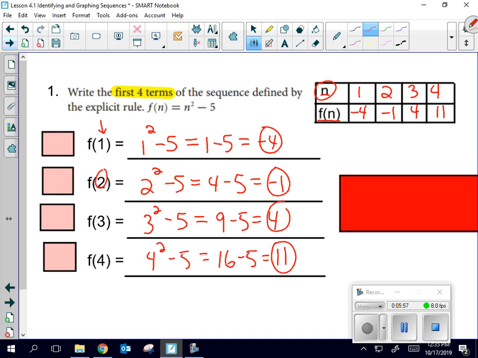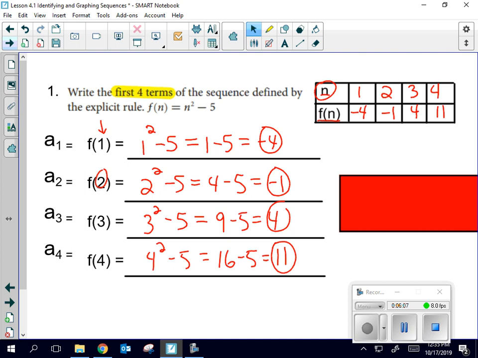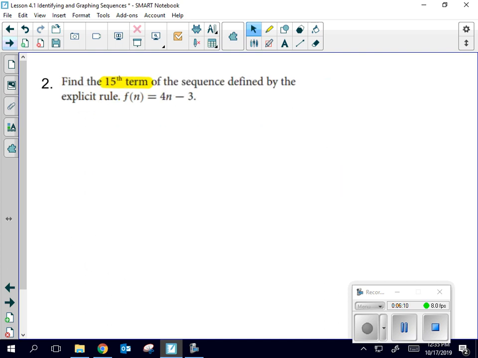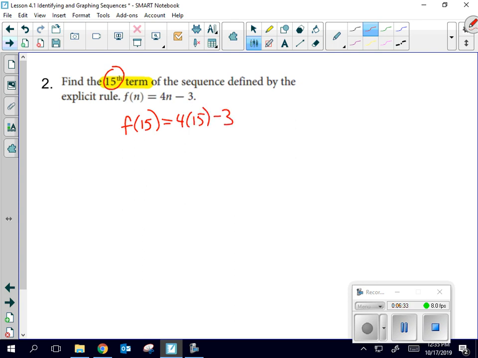So they give us the position number. We need to find the term. Remember, f of 1 can also be labeled a sub 1, a sub 2, 3, and 4. All right, so if we find the 15th term using this sequence, this is called explicit. This is called the just plug it in rule. I can just plug in the number that they give me for the position. We're trying to find the 15th term, meaning the term that's in the 15th position. So I would just plug in 15 for n. Which is, let's see, 4 times 15 is 60, and 60 minus 3 is 57. Just plug it in rule.